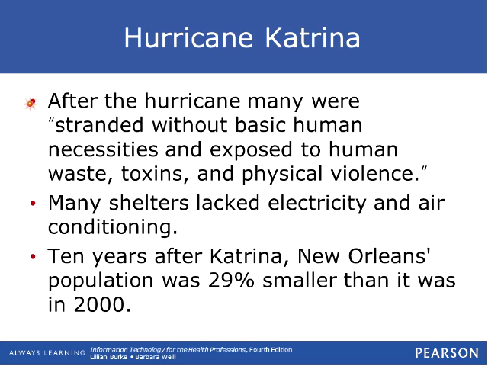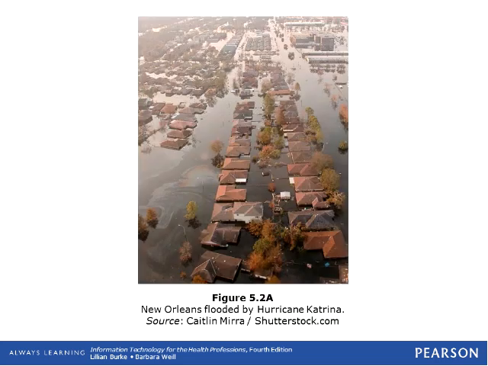After the hurricane, many people were stranded without basic human necessities, and they were exposed to human waste and toxins and physical violence by gangs and people that banded together to get there, so to speak. Many shelters didn't have electricity or air conditioning in the middle of the heat. And 10 years after Katrina, New Orleans' population is 29% smaller than it was in 2000. So people were evacuated to different parts of the country just so they could survive.